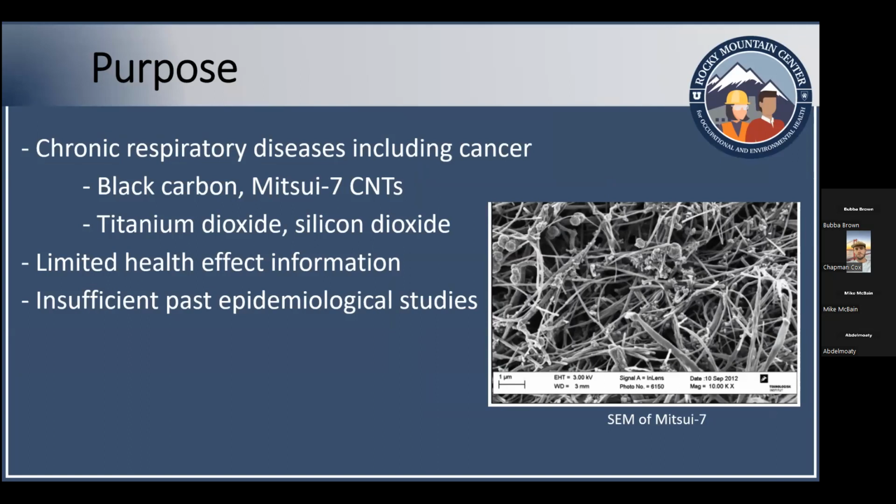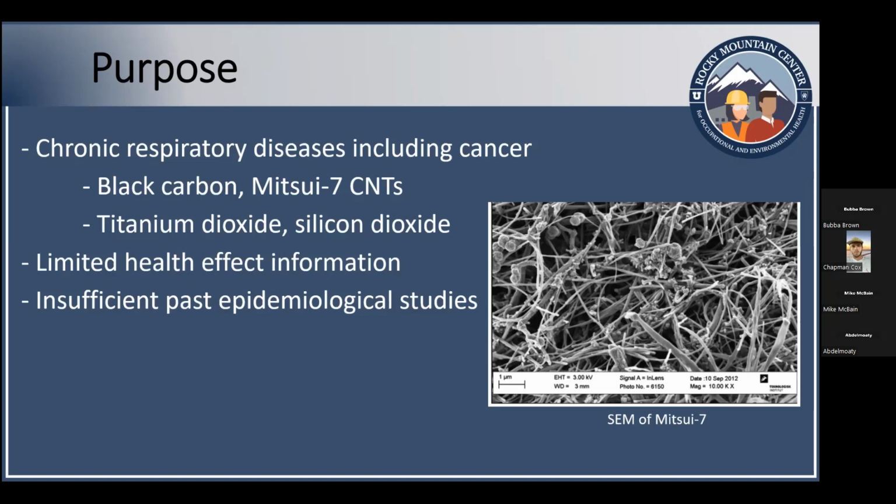Why do we care about this? I mentioned it causes cancer. Here are the various selected nanomaterials: black carbon, carbon nanotubes, a lot of oxides, iron oxides, silicon dioxide. Calcium carbonate is a nanomaterial as well. And this study is super important because we have super limited health effect information. This is a new and upcoming topic, and so it's not fully understood.